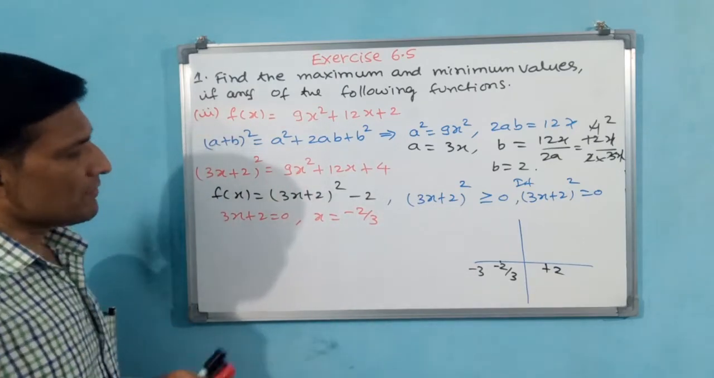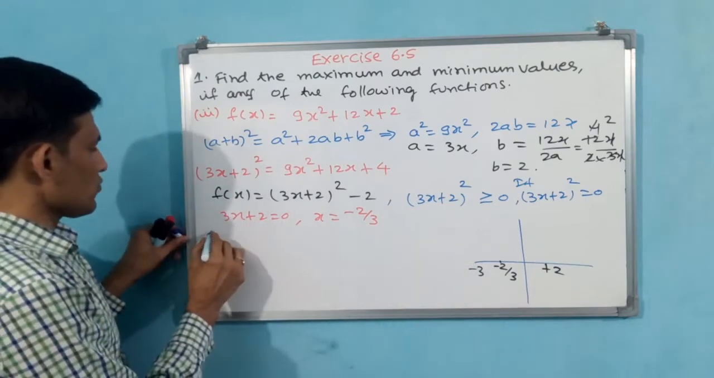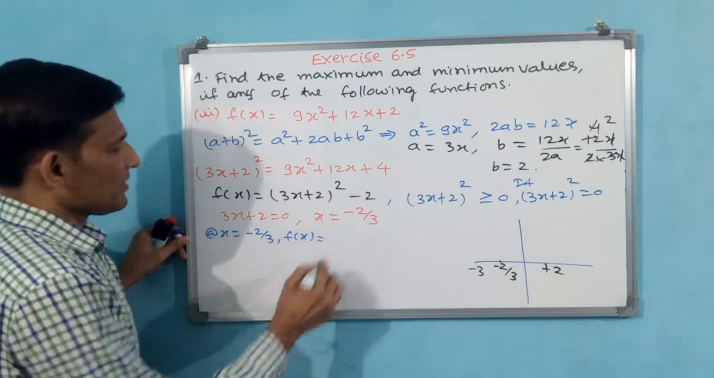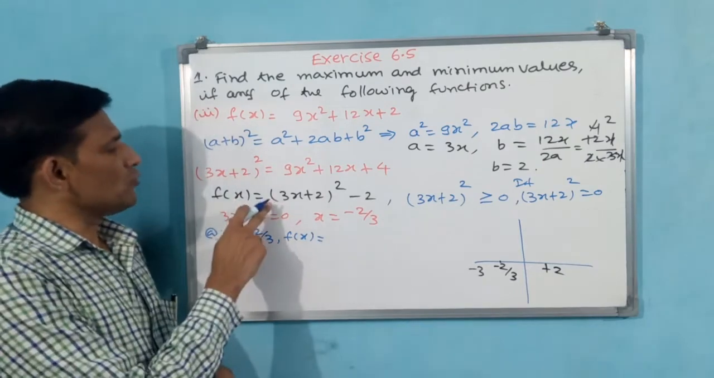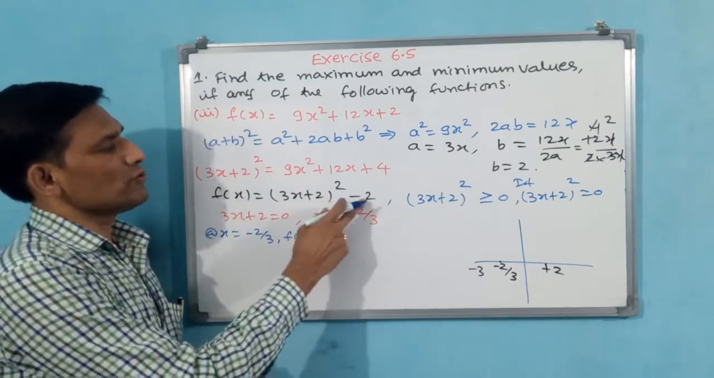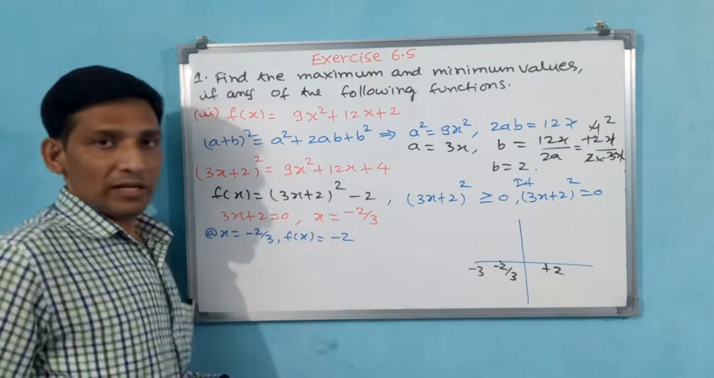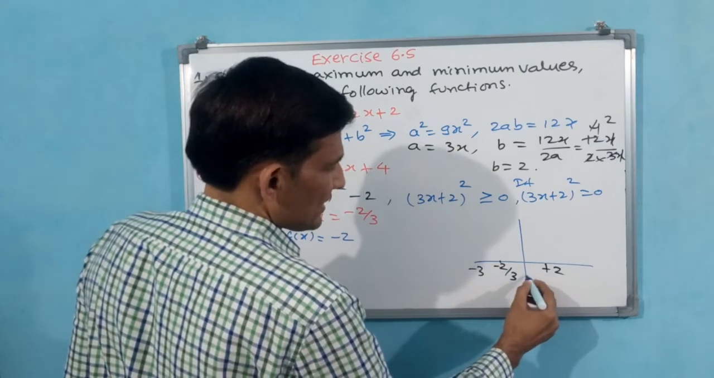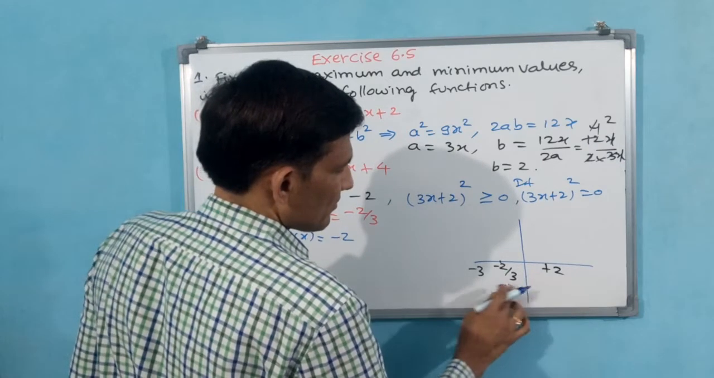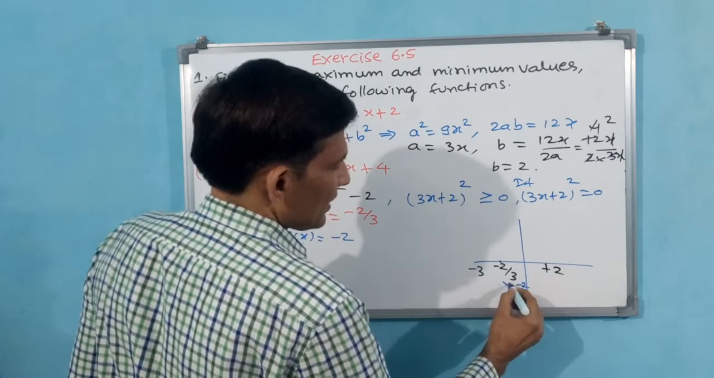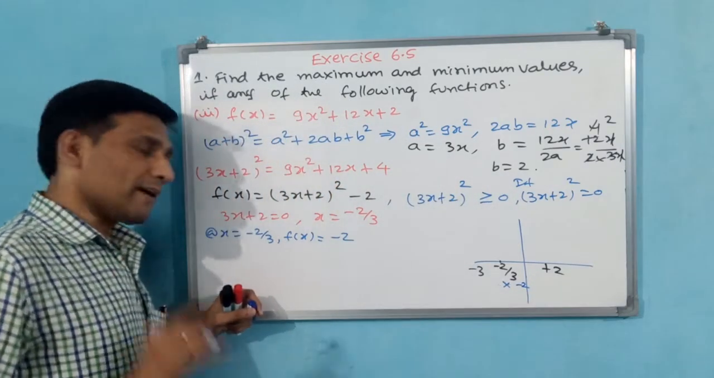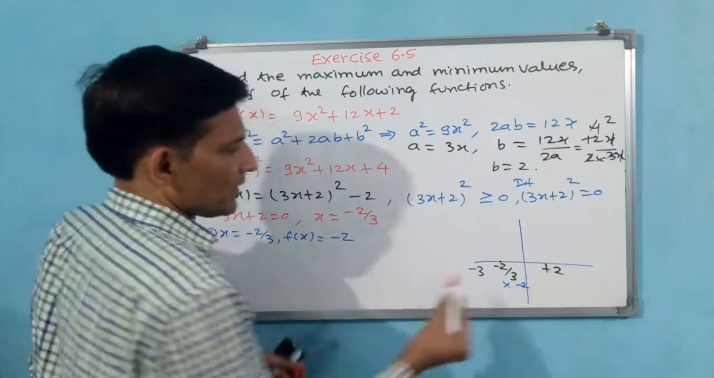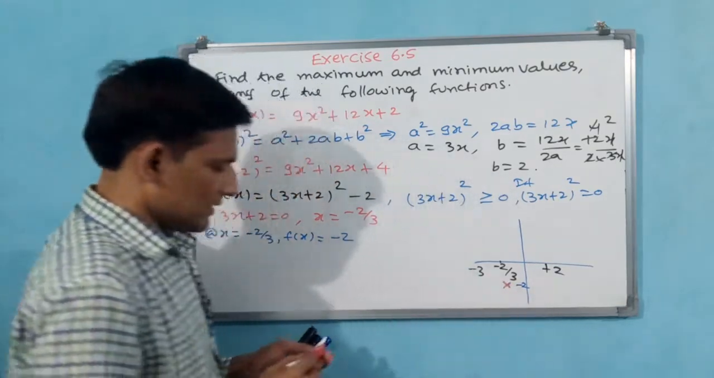Okay, let us find at x is equal to minus 2 by 3. f of x is equal to, you see at x is equal to minus 2 by 3, f of x is equal to, this is going to become 0, minus 2. That means this is going to become minus 2. This is minus 2. Or else I will write like this, in red color.